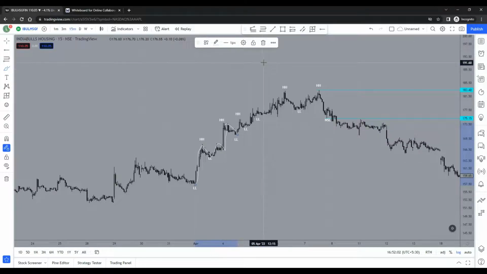You see? Now the trajectory of the move has changed. We have breached the lowest low which was leading to a highest high, and we have started something like this. We have started something like this. You see?